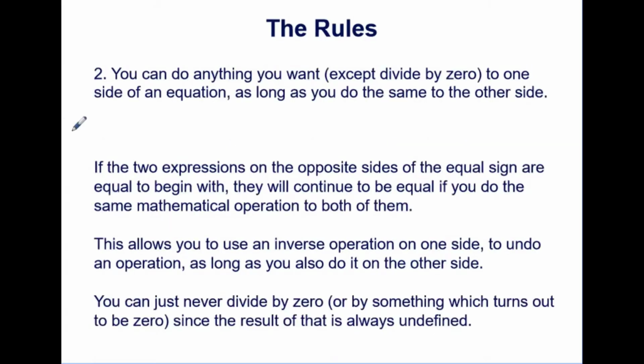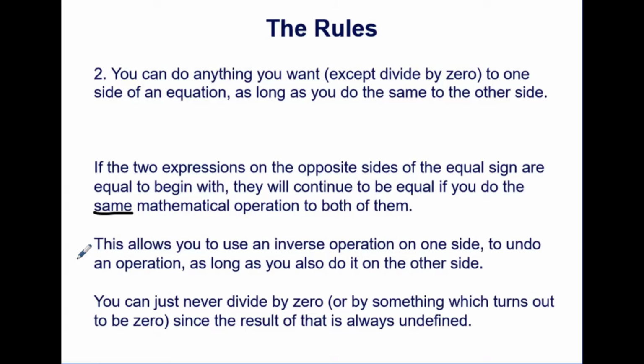The second rule is you can do anything you want except divide by 0 to one side of an equation as long as you do the same to the other side. You have to keep your equation balanced. If the two expressions on the opposite sides of the equal sign are equal to begin with, they will continue to be equal if you do the same mathematical operation to both of them. This allows you to use an inverse operation on one side to undo an operation as long as you also do it to the other side.